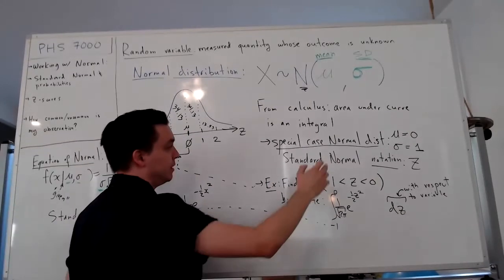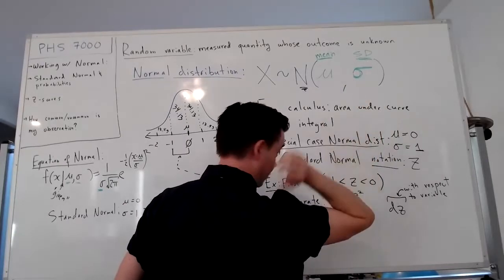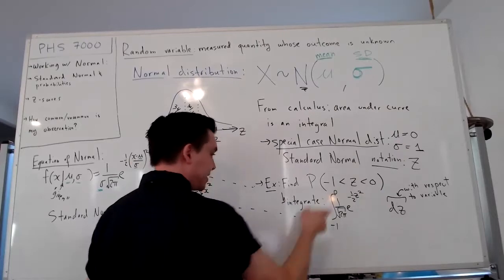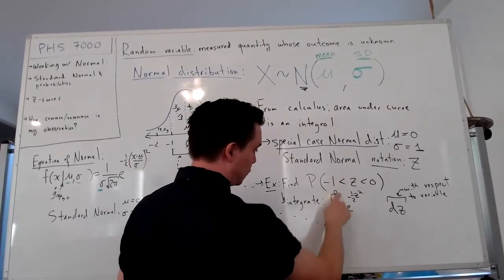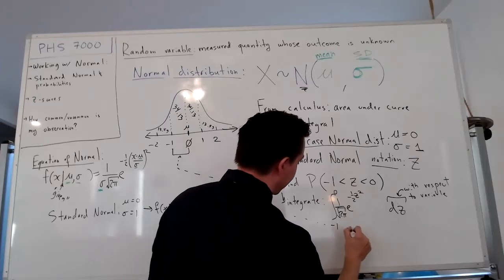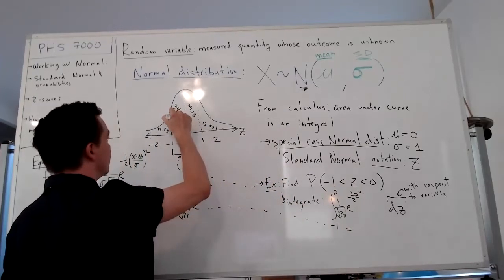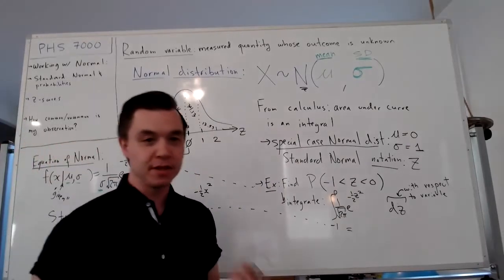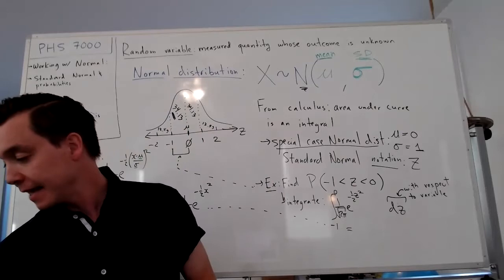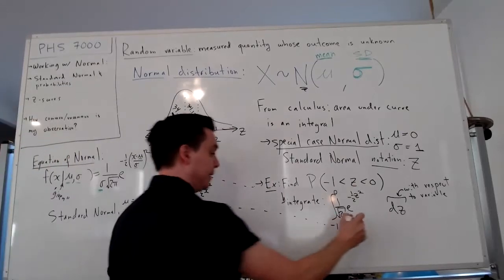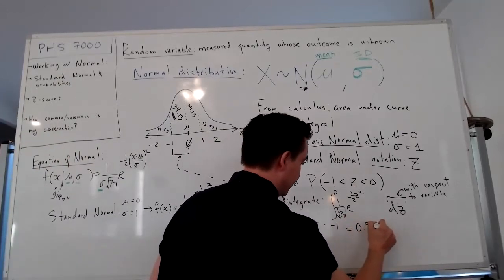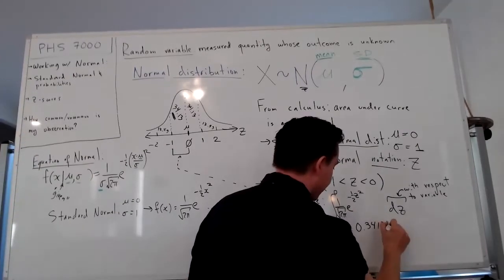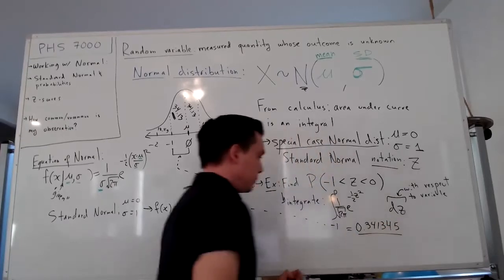Just using the definition that the standard normal is just a regular old normal distribution, mean 0, standard deviation of 1. So if I just take this integral from -1 to 0 of this expression, I will simply reproduce this number. So I uploaded a little document where I do this using Wolfram Alpha, and the answer is 0.341345.